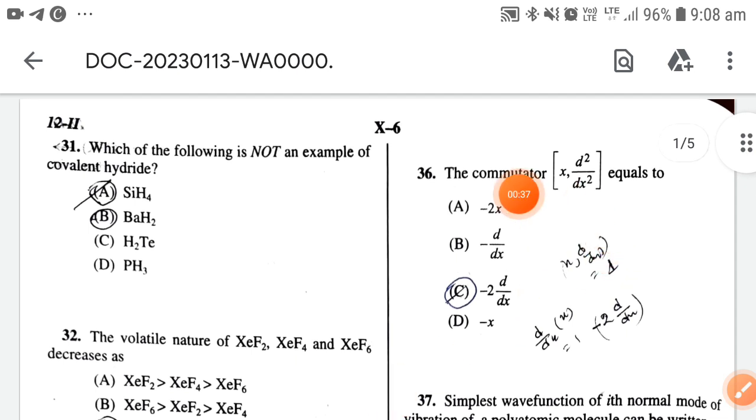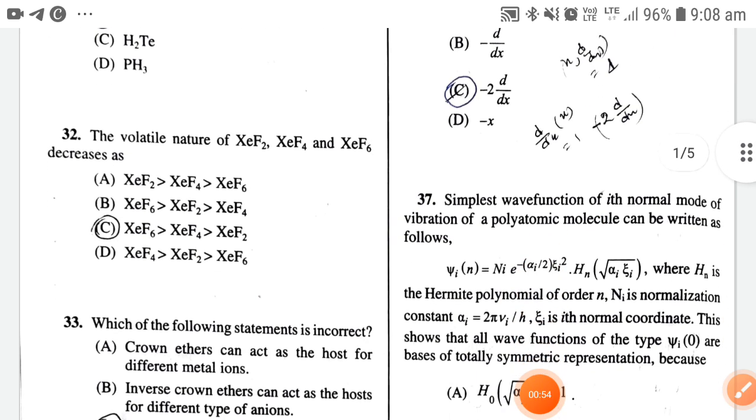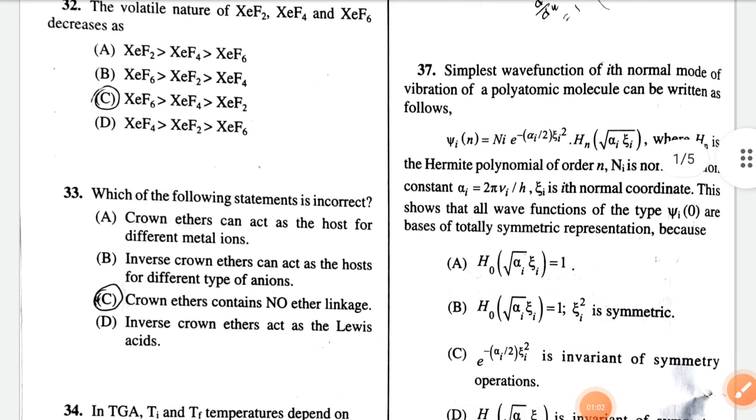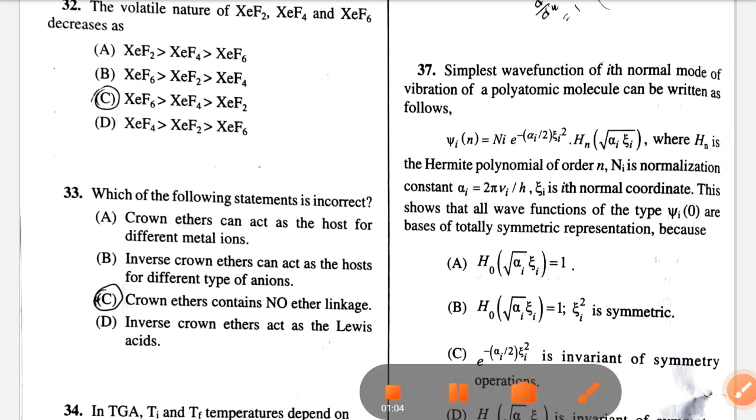Next question, it is from the quantum mechanics operator system. The commutator [x, d2/dx2] equals to... Okay. So here the correct option is option C, minus 2 d/dx. Next, 37. From this question I have a doubt, but as there is no negative mark, I will choose option B.